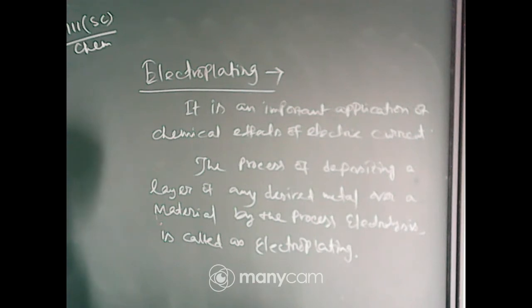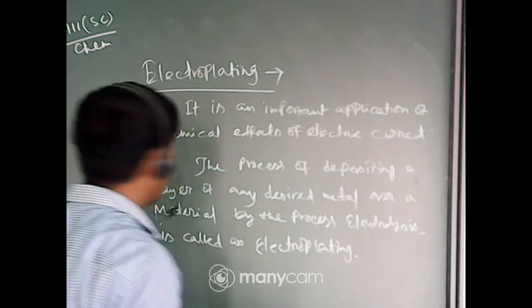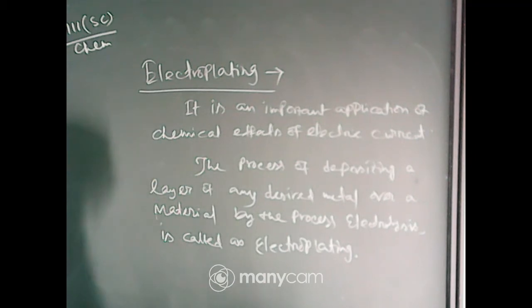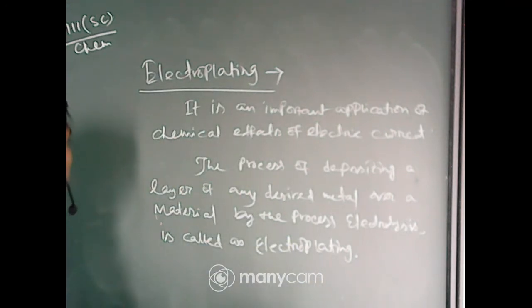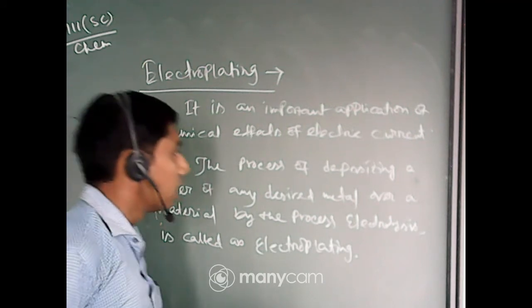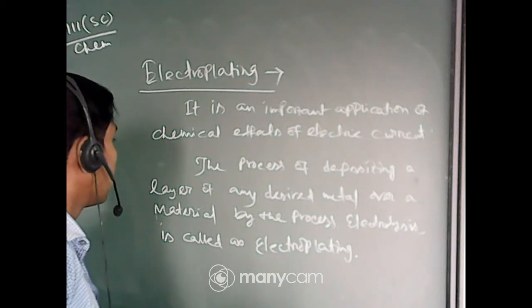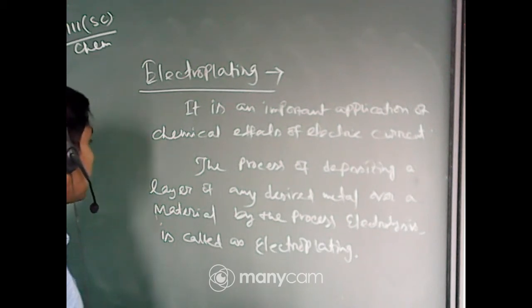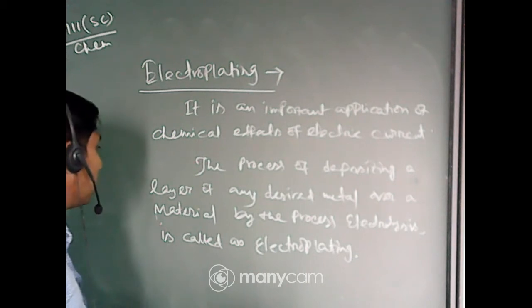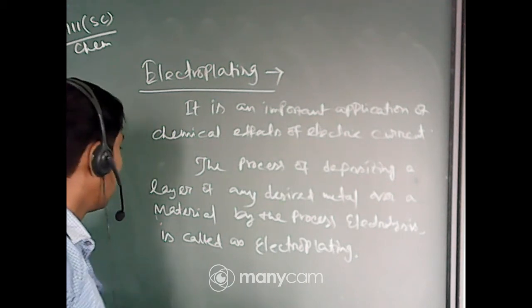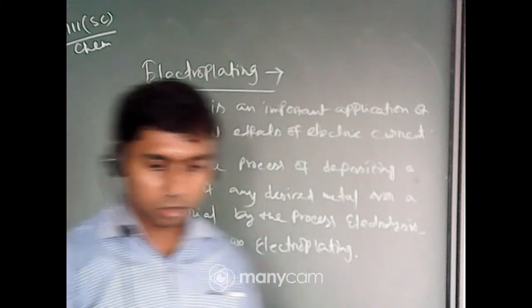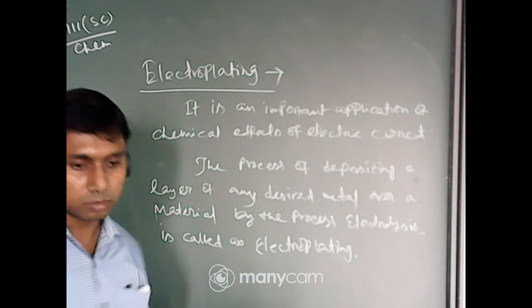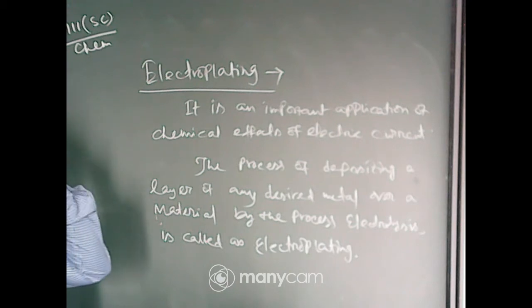I will discuss the purification of metal later. First complete this part, that is given in your NCERT books, then I will continue. Okay, write it down. What is electroplating? It is an important application of chemical effects of electric current, and the process of depositing a layer of any desired metal over an article or material by the process of electrolysis is called electroplating. I am dictating it. Continue your writing.